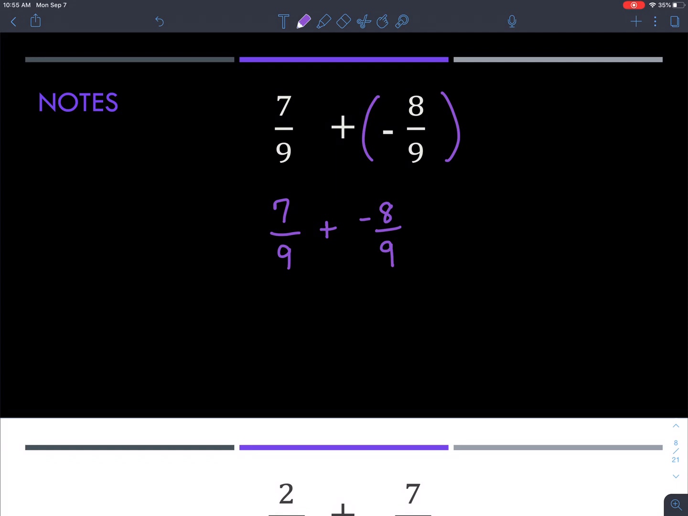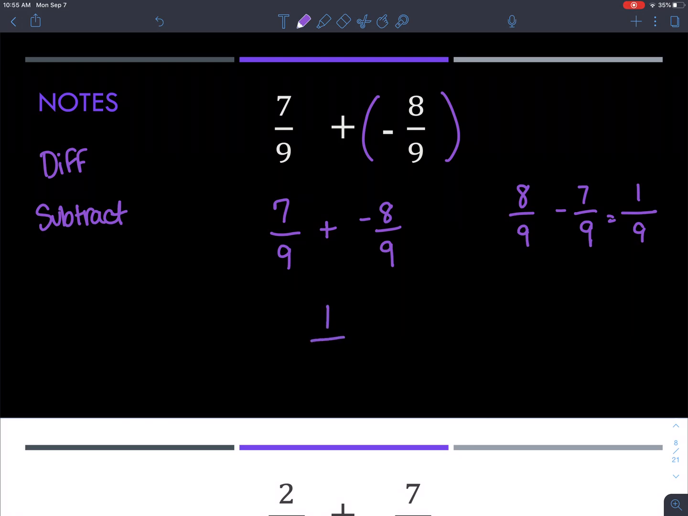Are those the same or different? They are different. Because they are different, we are going to subtract them. So I'm going to come out to the side, and I'm just going to put the larger number first, 8/9 minus 7/9. So 8 minus 7 is 1, and we keep our denominator the same. We should have gotten 1/9.